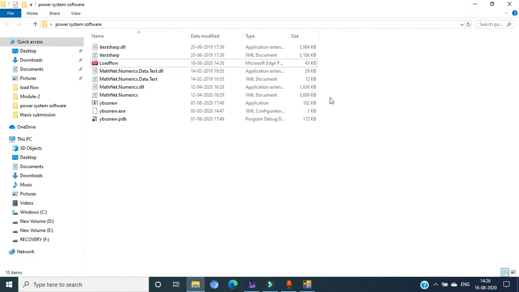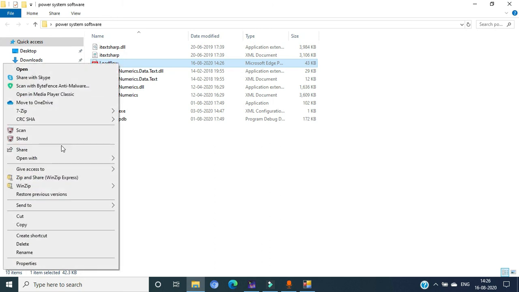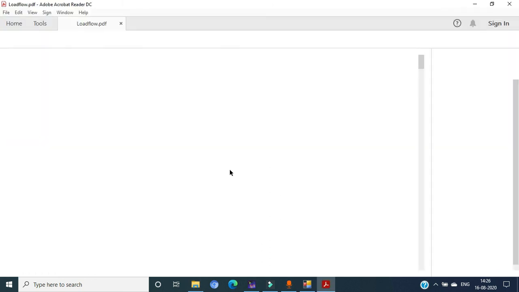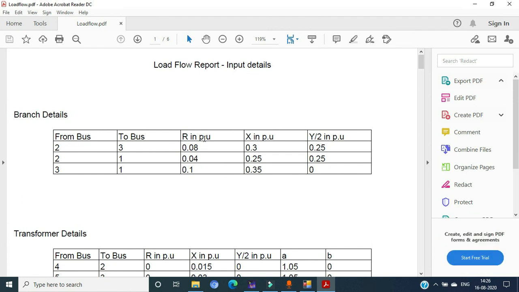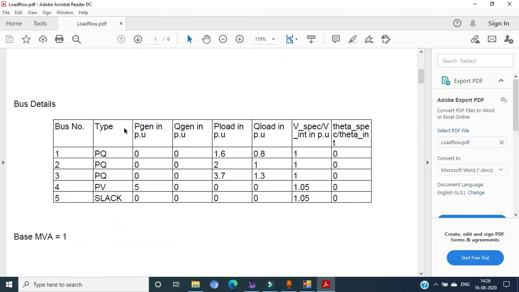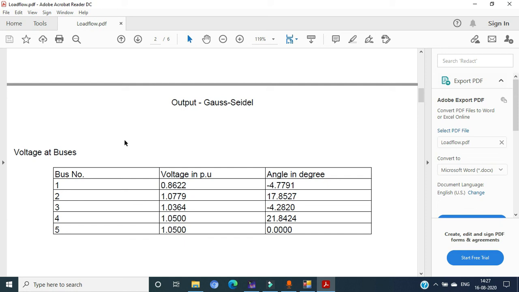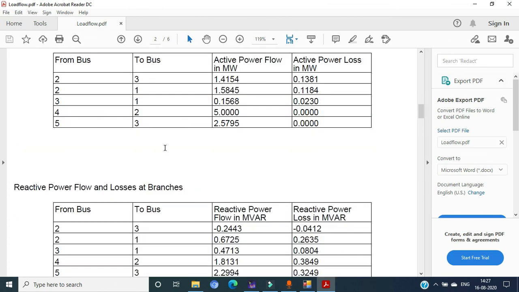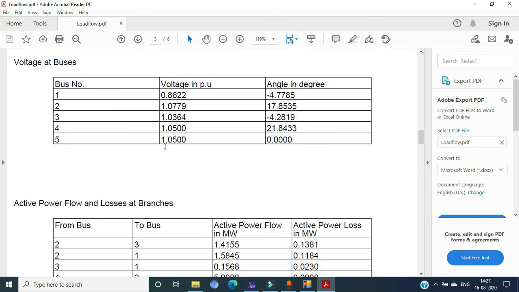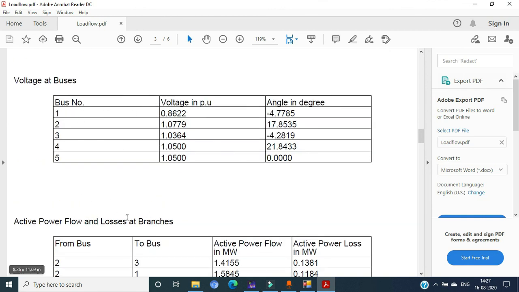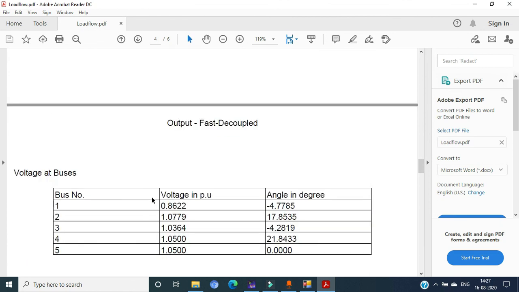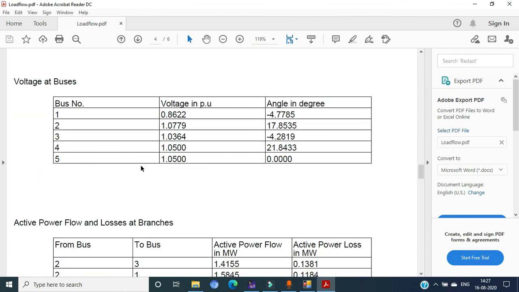For example, here you can see the load flow file. When you open this file, the input details are shown on the first page, like branch details, transformer details, bus details, etc. And if you move to the second page, the detailed report corresponding to each method is given: page 2, Gauss Seidel, page 3, Newton-Raphson, like voltage, active power flow losses, reactive power flow losses, and the fourth page, the fast decoupled, also given in detail.